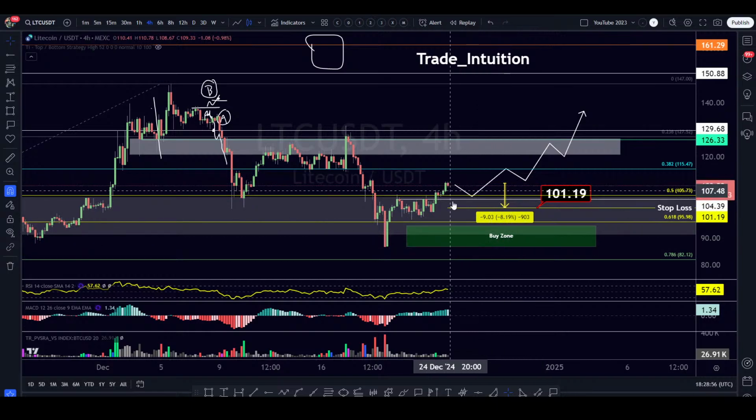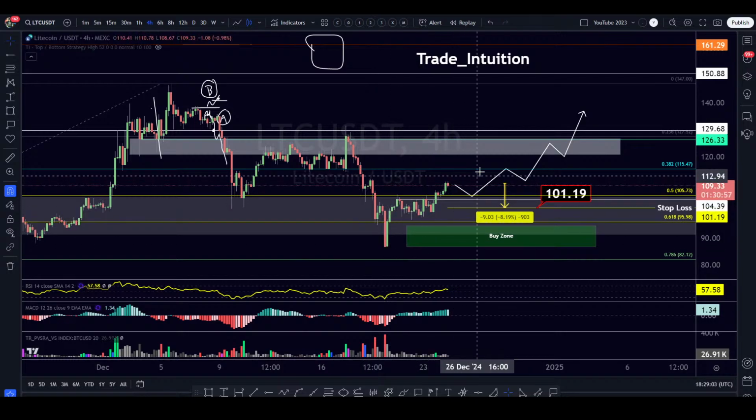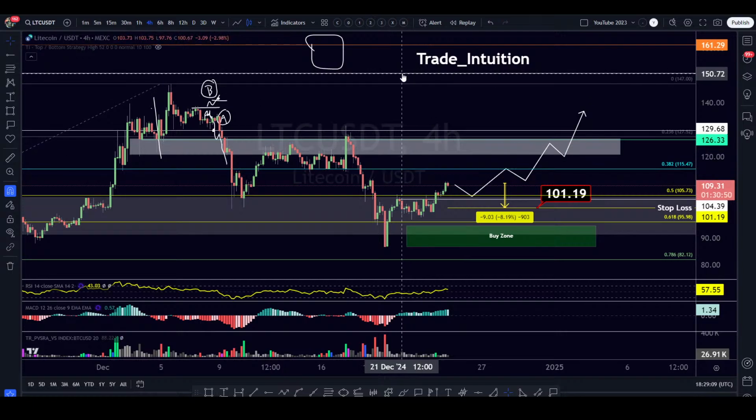But I don't know if the market makers would want to take it down this low. I think the market makers already took it down low, and now they're going to start going up. So I really do think Litecoin's ready. Litecoin looks great. Like, all these coins look great.